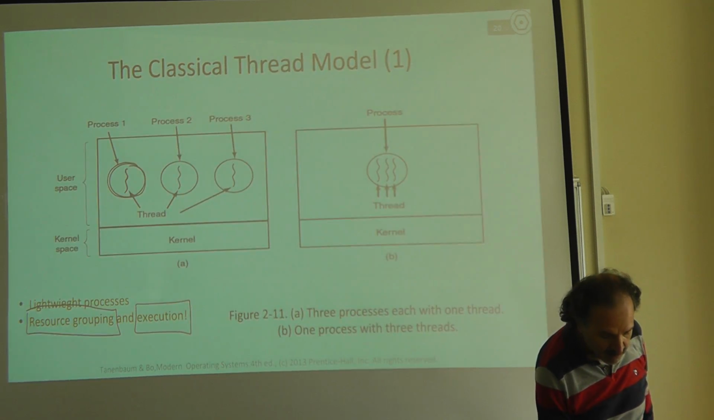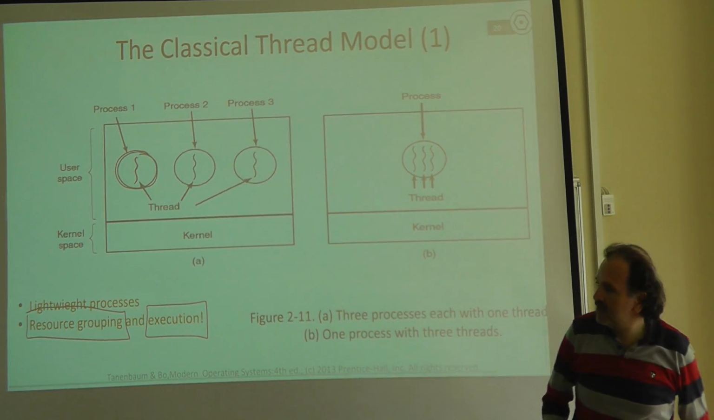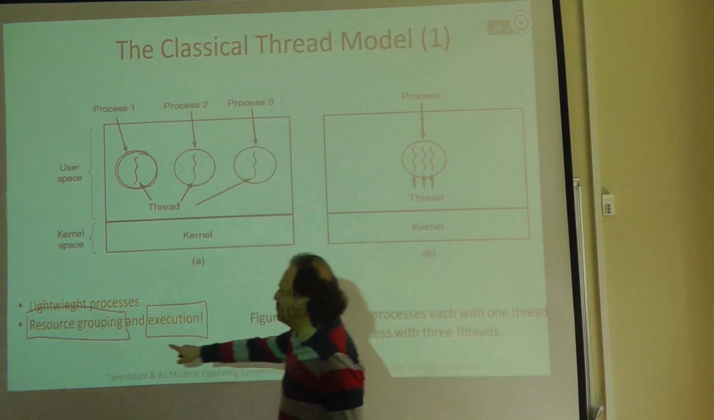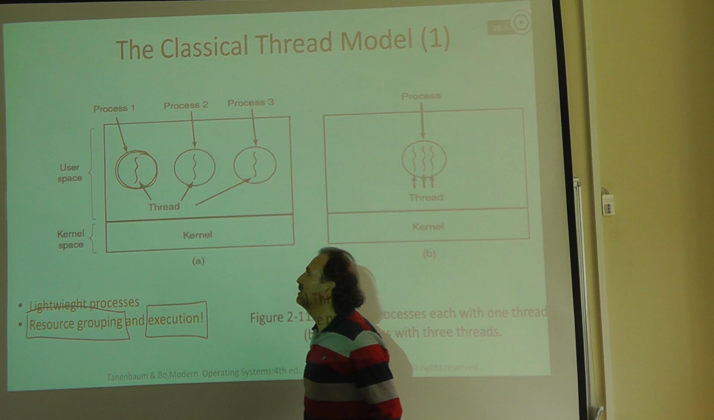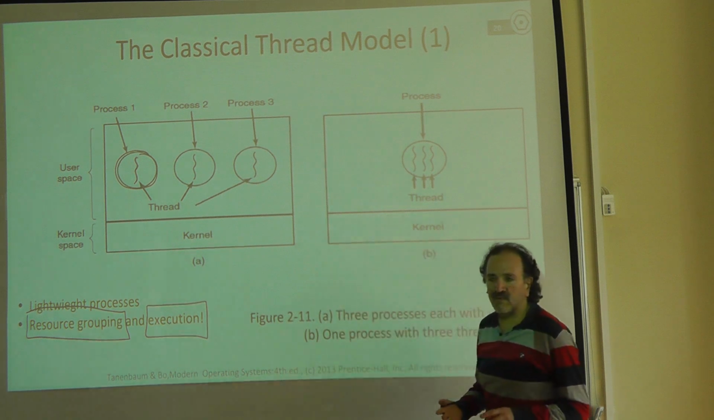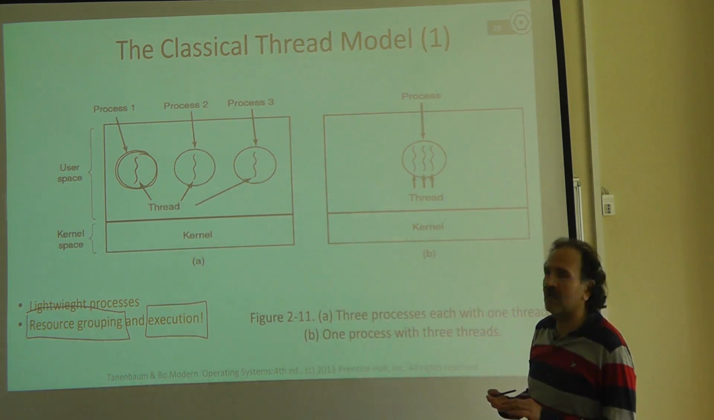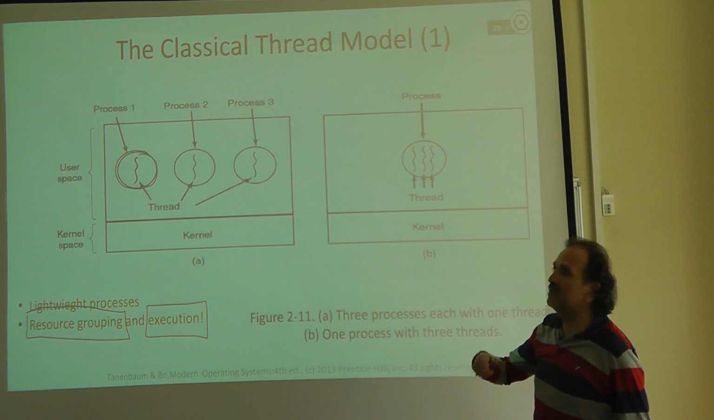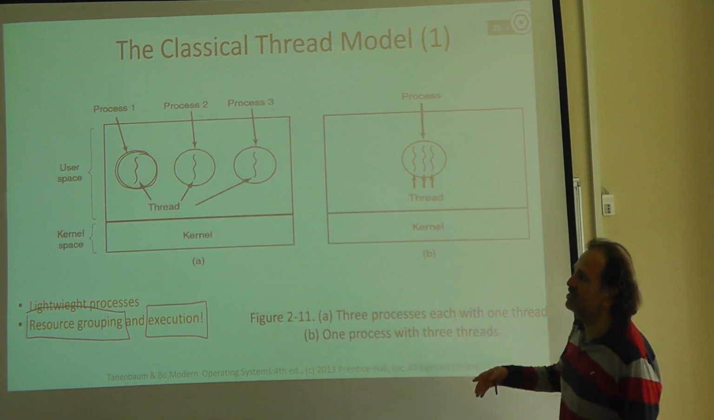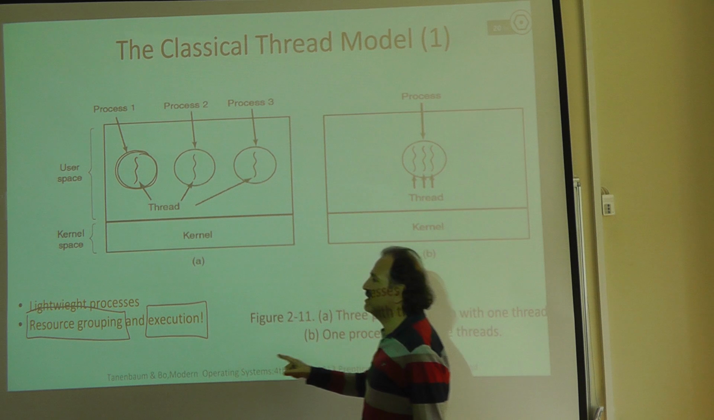So the process has two parts, okay? It has two functions. One is the resource grouping, okay? Grouping of all the data that is required by the process. What is the data? The stack, the address space, the virtual memory tables, and the cache information, all the registers, etc. These are all the data for a process to run.